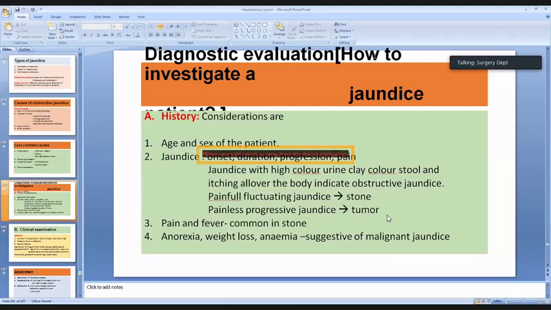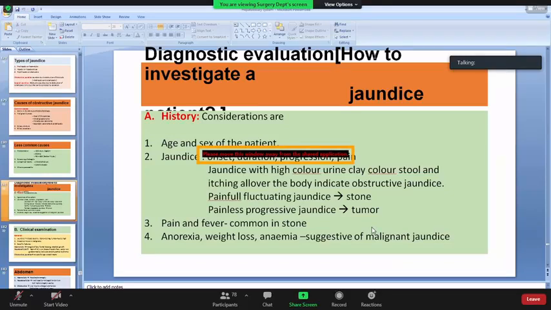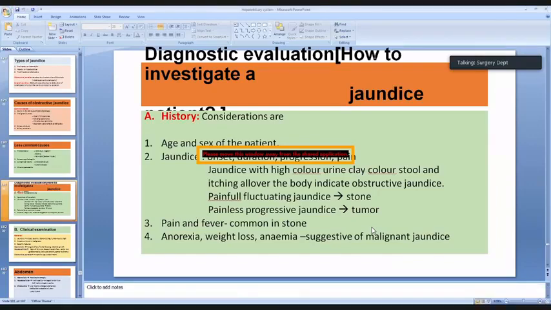One is the age and sex of the individual. Suppose the patient is a young girl or boy of 6 or 8, we have to think of a congenital problem. If the patient is an adult, it might be cholelithiasis. If the patient is old, there are more possibilities of malignant tumor. So age and sex of the individual give some clue.